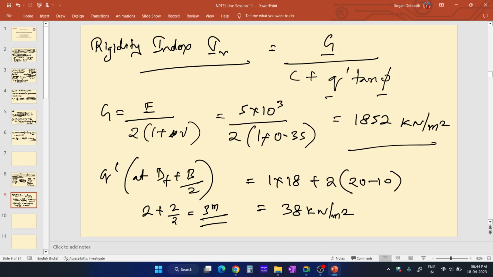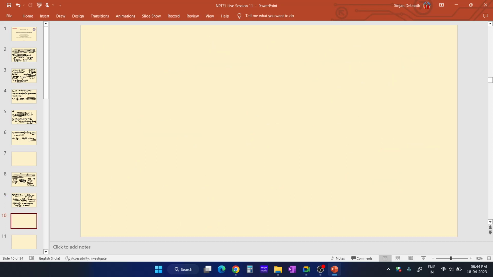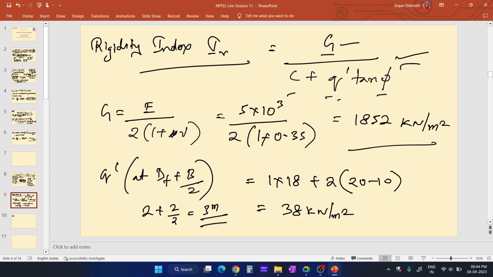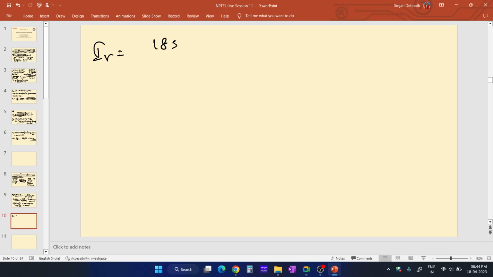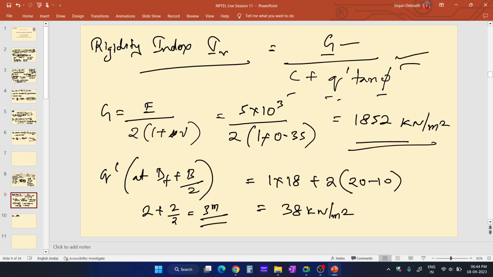So now we have all the values. We have the value of G, C, Q dash, tan phi, everything. We just need to incorporate that into this equation. After putting all the values of the parameters into this equation, we will get the rigidity index. So IR is how much? It is G. What is the value of G? It is 1852 kilonewton per meter square. So it is 1852 divided by C plus Q dash tan phi.